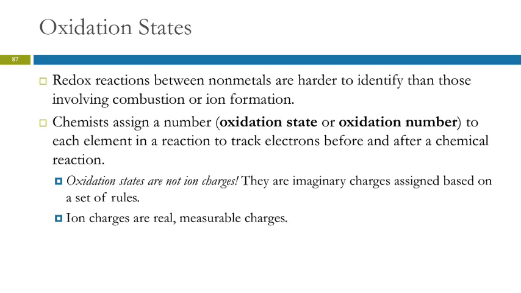So we use something called oxidation states to identify what's going on, who's gaining or losing electron density. And this is just a made-up thing that we use to keep track of it. So oxidation states are not ion charges. They are imaginary charges that are assigned based on a set of rules. Ion charges are real and measurable. Oxidation states are not. Oftentimes an oxidation state is the same as the charge, and so that's why it can sometimes be confusing. They're not exactly the same thing.